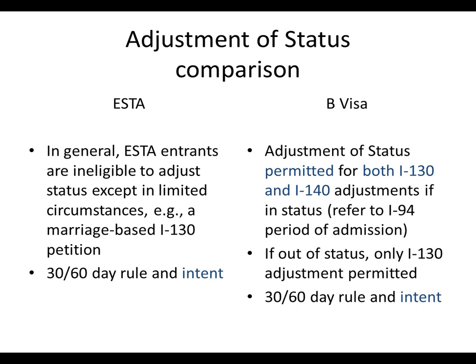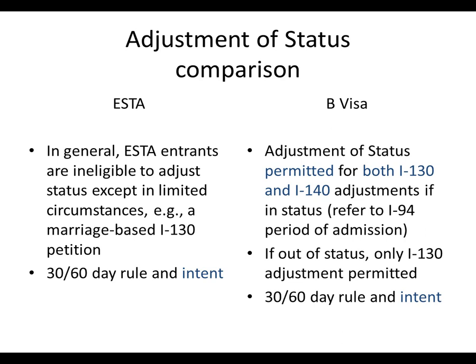There are limited circumstances for family-based immediate relative I-130 petitions. If you think that you're in that category, you should certainly talk to an attorney about whether or not you're eligible to adjust your status. But the exceptions are for immediate relatives, which is principally a spouse, and family-based petition. And again, it's subject to the 30-60-day rule of intent that we covered earlier.